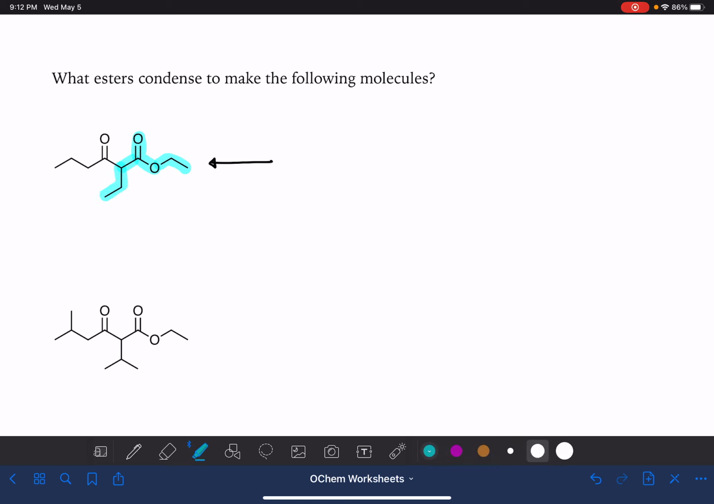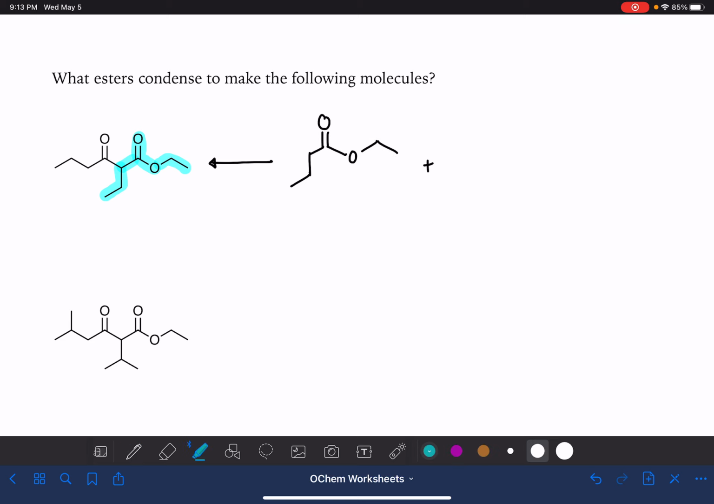So in this case, we're going to go this way. I don't want to move towards the next carbonyl group because each ester that I started with only had one of the carbonyl groups. So one of these belonged to one of the esters and the other belonged to the other. So what I've highlighted here is a complete and intact ester.